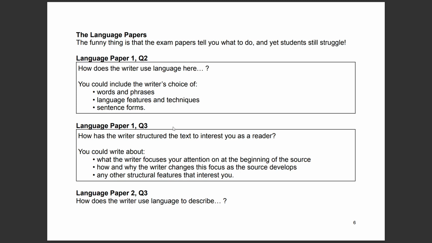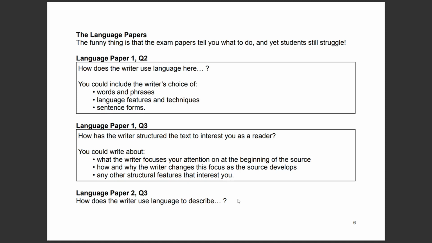And then language paper 1, question 3, how has the writer structured the text to interest you as a reader? You could write about what the writer, and again, this means you should write about, what the writer focuses your attention on at the beginning of the source, how and why the writer changes this focus as the source develops, in other words, middle and end, any other structural features that interest you. So it tells you what structure means. It means beginning, middle, and end. Nowhere do you see any reference to layout, okay? Although, as I say, layout can sometimes be a tiny part of it, but we'll come to that later.